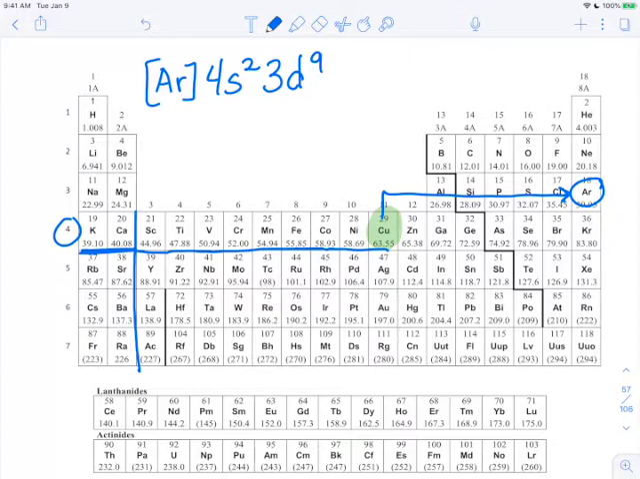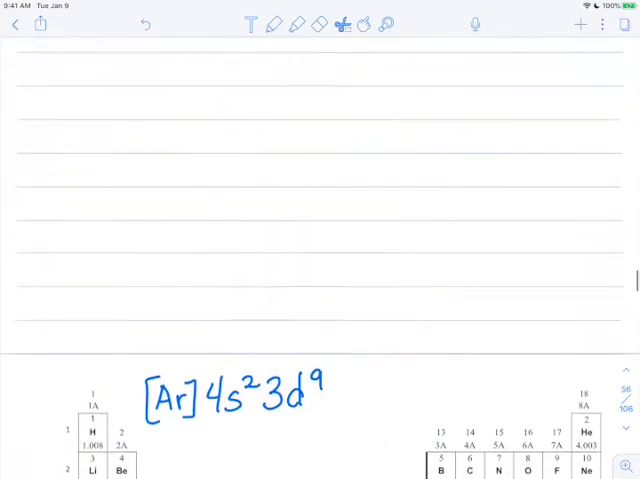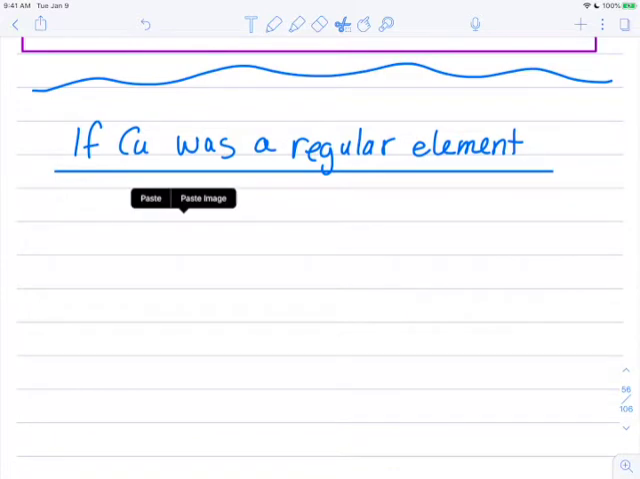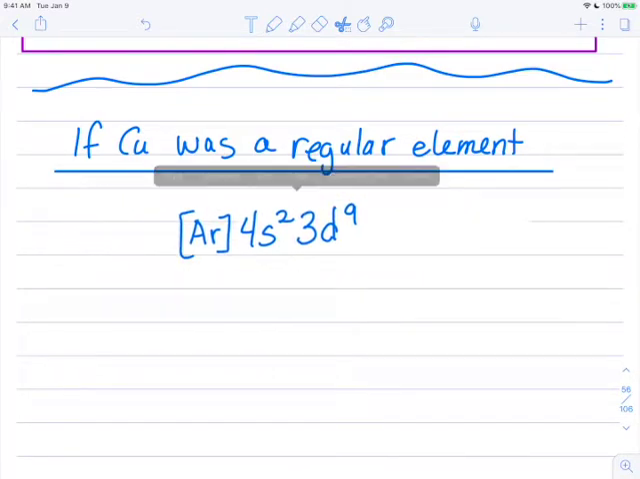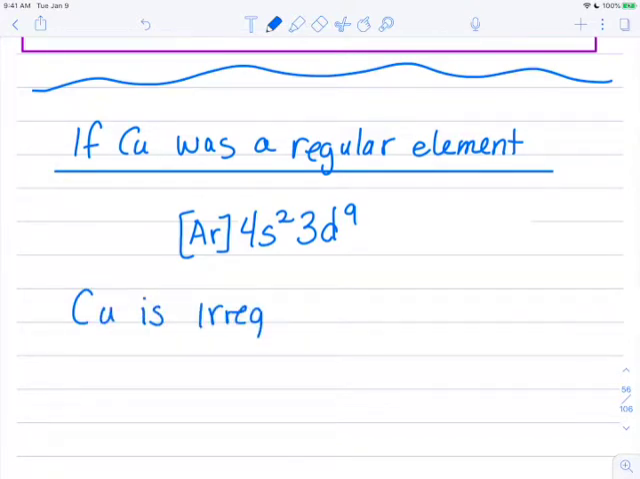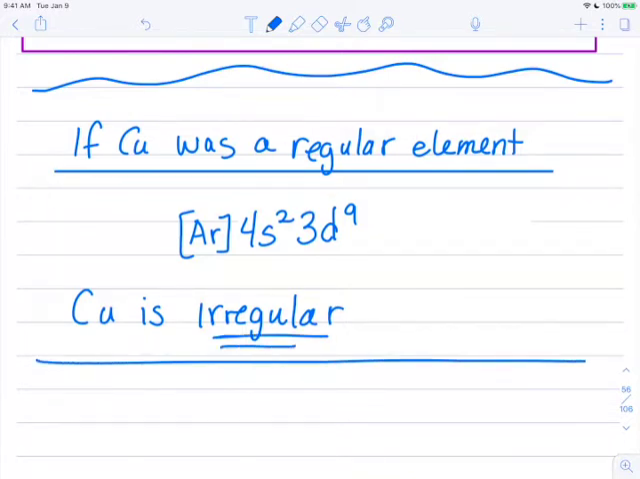So any questions on this right here? It is the regular configuration, although we know copper to be irregular, so we're going to modify it in just a moment. If it was regular, it would look like so, but it is not. Copper is irregular. We mean that in a loving way. We're not trying to insult copper.